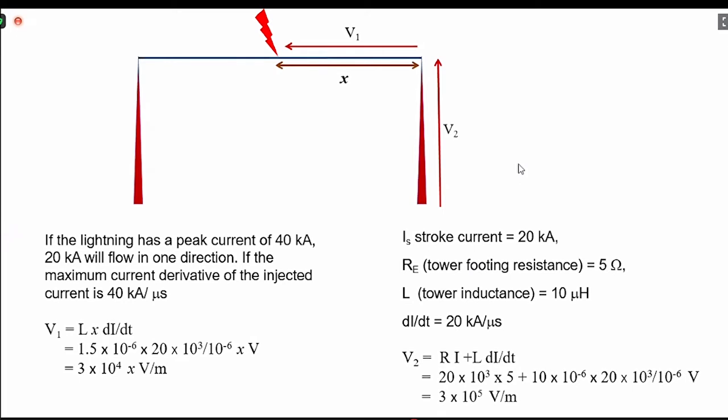Then in the case of the tower, say that the tower footing has a resistance of 5 ohms and the tower inductance is about 10 microhenries. Then di/dt, if we consider 20 kiloamps per microsecond, we get V = Ri + L di/dt. Now don't forget that the earth resistance of the tower plays a role, and you get something like 300 kilovolts. So you have to add the two, so it's about 330 kilovolts at the point of strike with respect to a distant ground. So the voltage that you will get is in that order, typically 300, 400 kilovolts, the maximum.